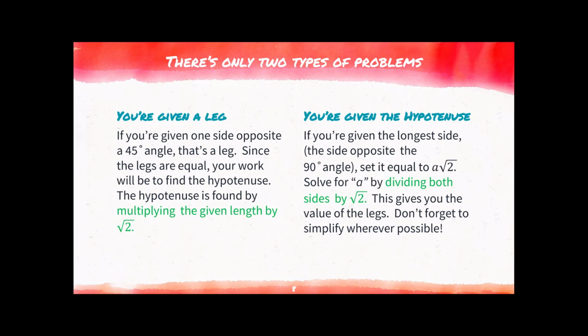If the value shown is opposite the 90-degree angle, you're given the hypotenuse. Take the value given and set it equal to a root 2. Solve for a by dividing by the square root of 2, and rationalize the denominator. That gives you the value of both legs, and then you're finished.